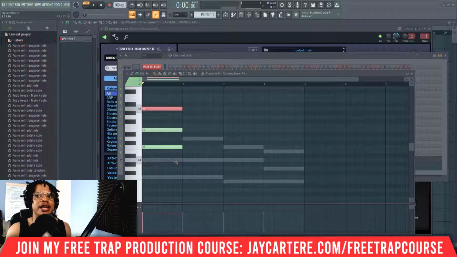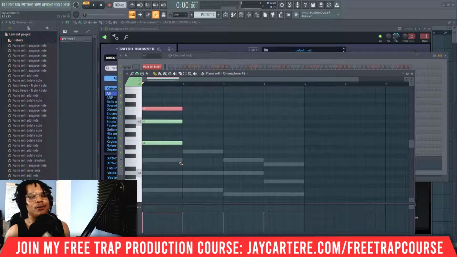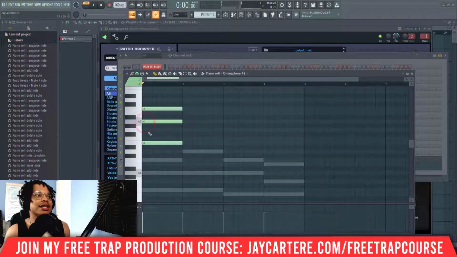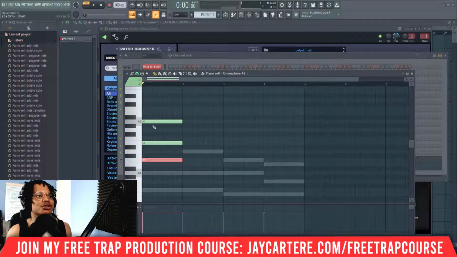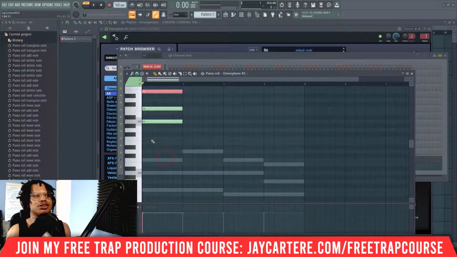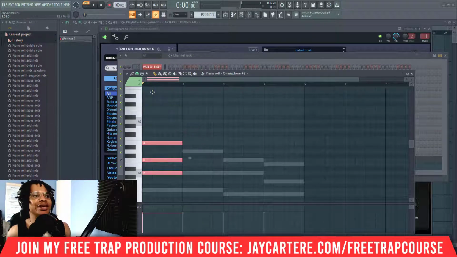Second inversion is when you flip the bottom note again. So the bottom note now goes to the top, or when the A is in the middle. So when the root note is in the middle, that's the second inversion. First inversion is root note at the top. Second inversion, root note in the middle. Root position, root note at the bottom. Okay, that is chord inversions in a nutshell.